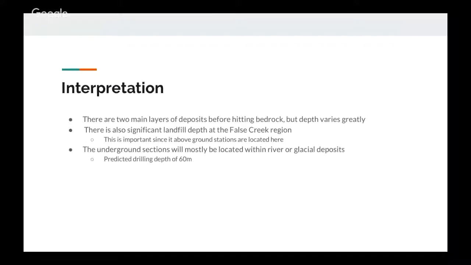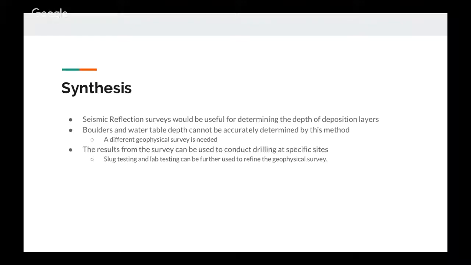Basically what we are expecting is 2 layers of deposits before hitting bedrock. Based on the previous Canada Line, they drilled to a depth of 60 meters, so we are expecting no bedrock over that, just till, which is good for us. One more thing: near the old creek, where the False Creek area was filled in, we probably need to drill deeper to find the suitable depth.